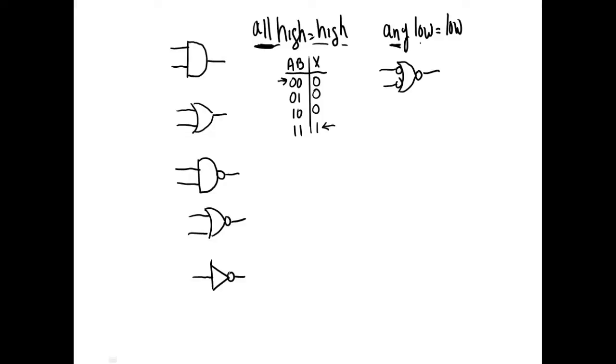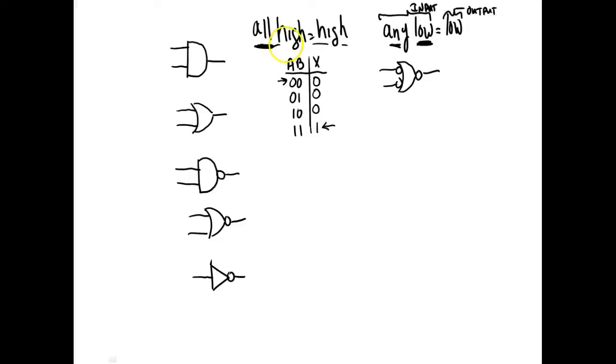So why do you put the bubble on the input? Because this gate is looking for lows. So these are inputs over here, right? You understand? And this right here is the output.